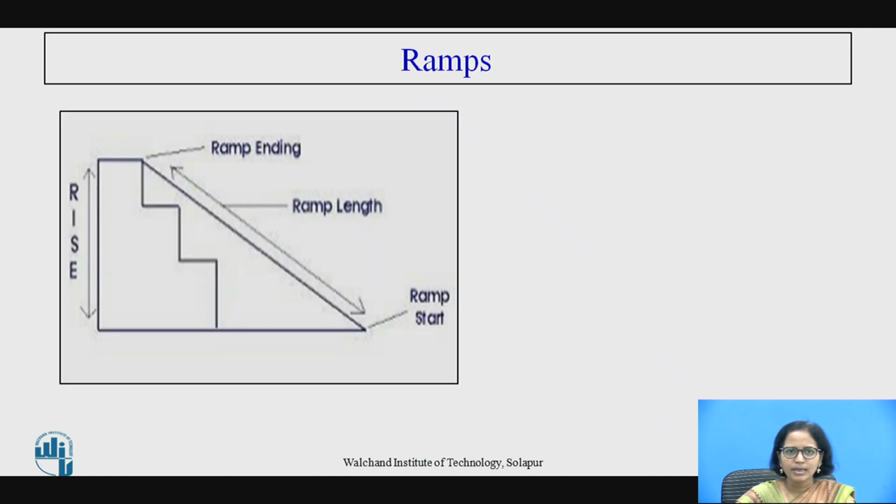Now the ramps. Here you can see there may be steps provided. Over the steps a ramp will be provided. The vertical member is called the rise and the horizontal distance has to be calculated so that on that portion the ramp will be provided. This is the ramp starting portion and over there the ramp ends. The inclined slab is called the ramp length.